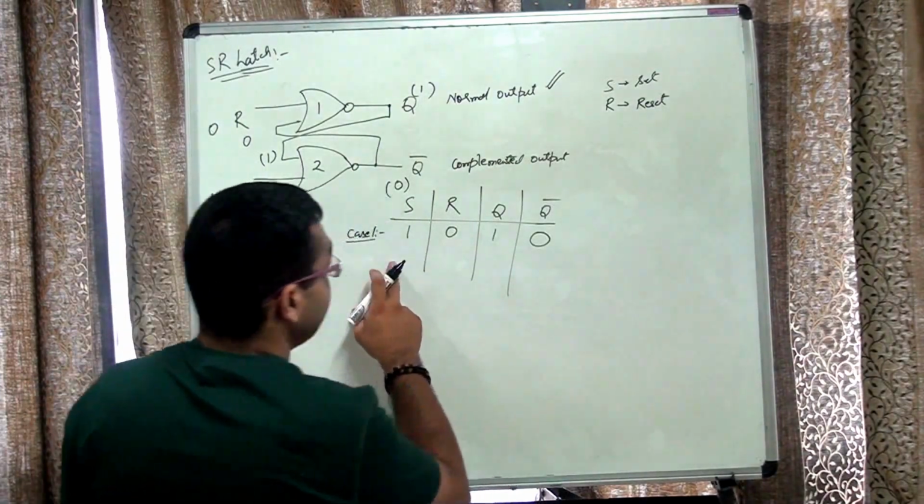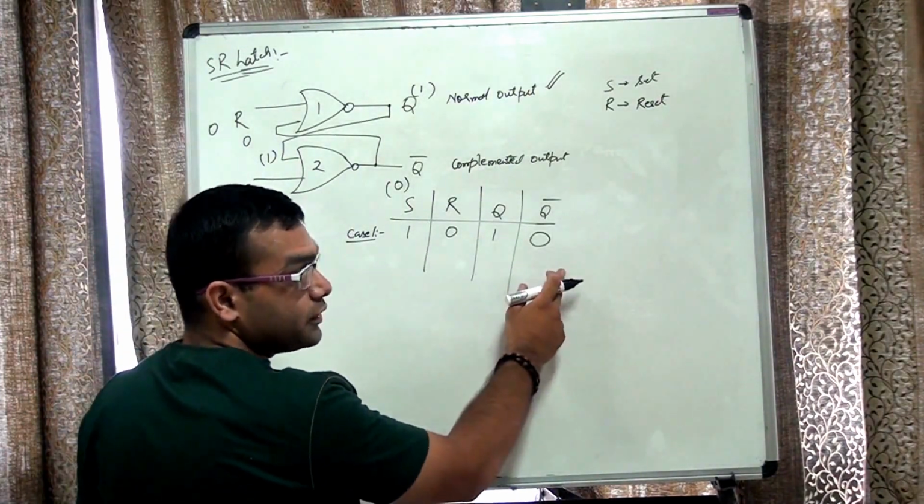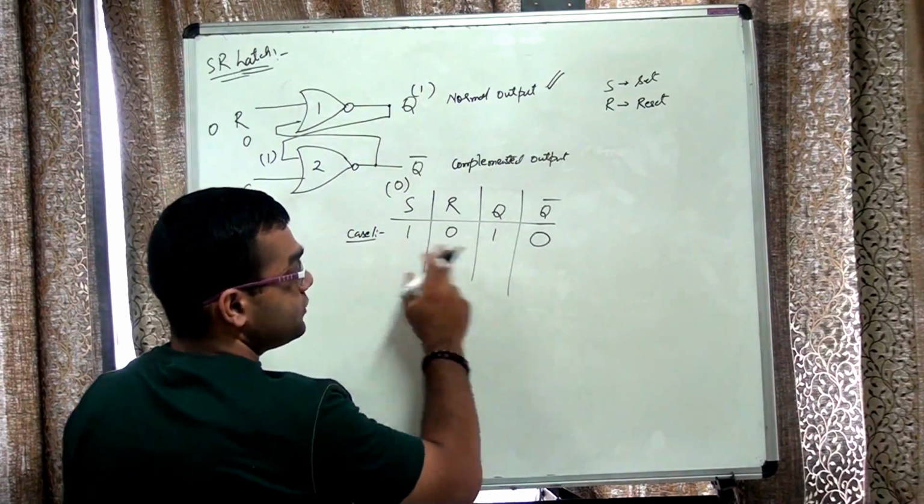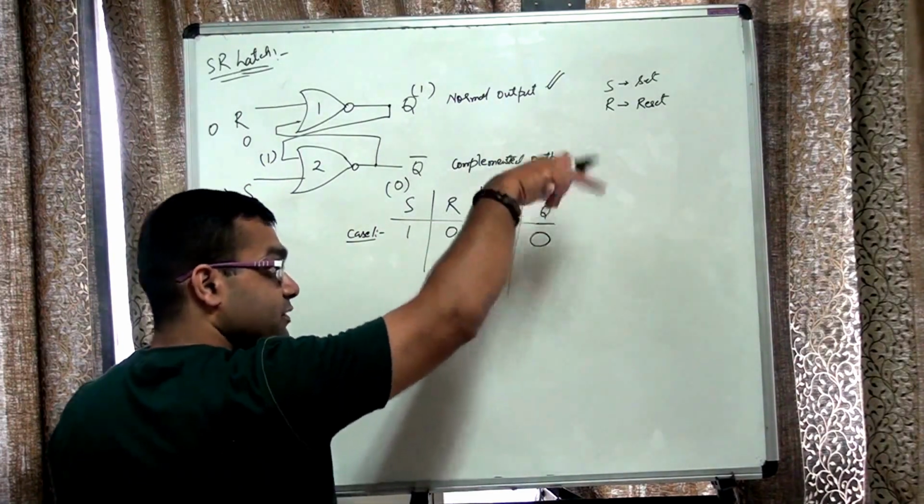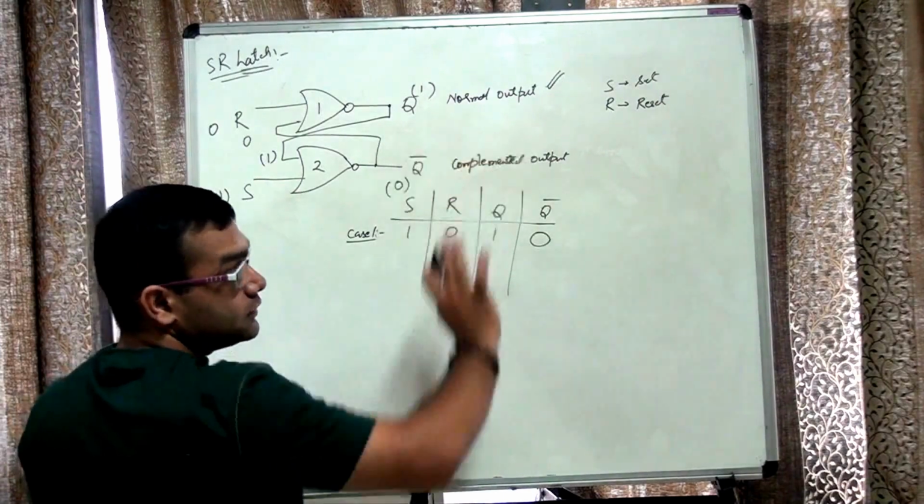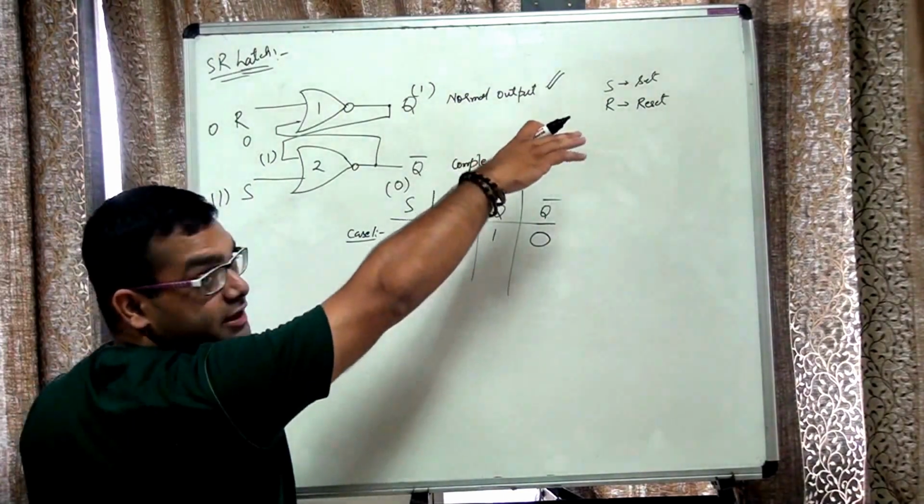So when S is 1, R is 0, Q is 1, Q bar is 0. Because when S is 1, the output is 1. Whenever the circuit is generating 1 as the output, the circuit is said to be set.